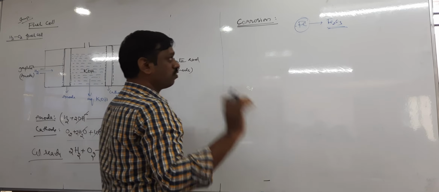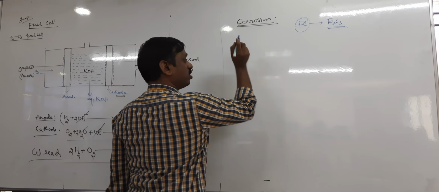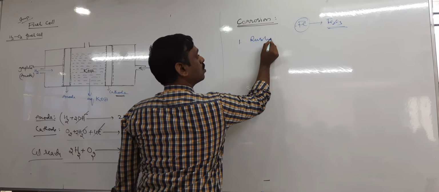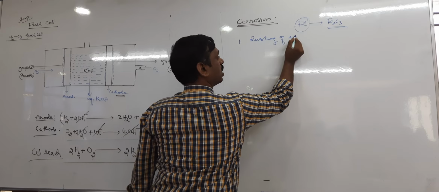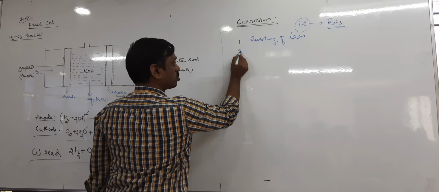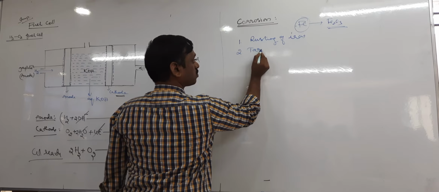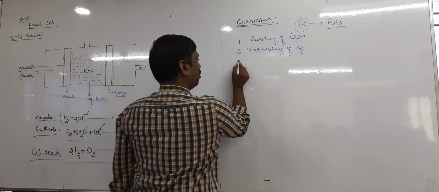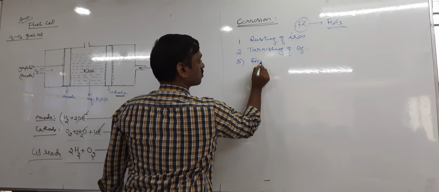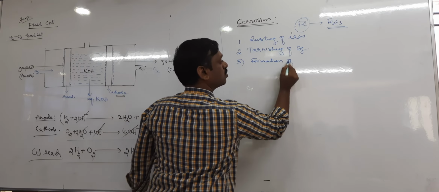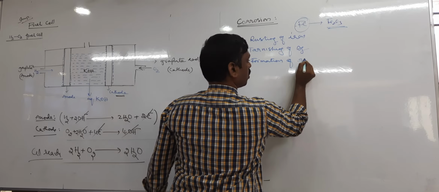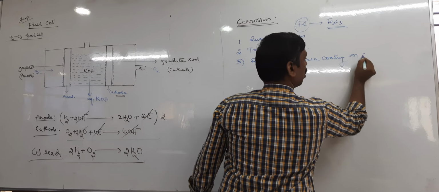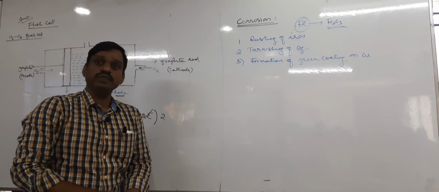Next, I'll give the notes. Listen first. Types of corrosion. Usually we study 3 types of corrosion. One, rusting of iron, which is very common. Next, tarnishing of silver and formation of green coating on copper. So there are 3 types of corrosion.